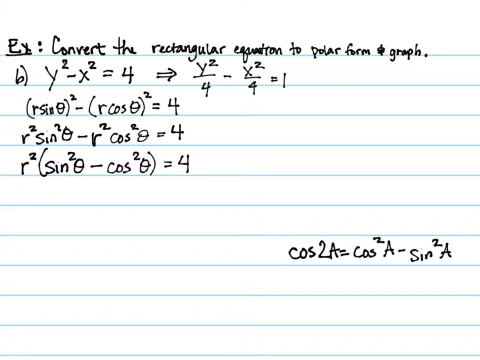So how will that change our value? It'll just be negative cosine of 2a. So we're going to use the r squared here. This will be negative cosine of 2 theta, because our angle is theta, equals 4. Our goal is to have it solved for r, because your calculator won't let you put it in an r squared form, just like when we're doing functions and we have y squared equals something. We need to find a solution for r. So r squared equals negative 4 over cosine of 2 theta.